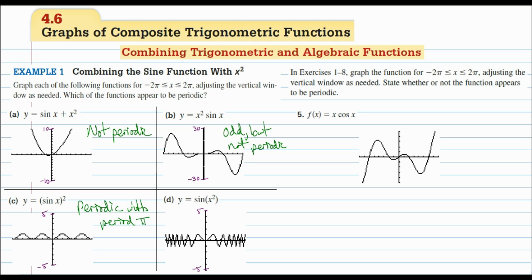D is an even function, and though it does seem like it has some sort of pattern, it is not exactly periodic because it does not repeat itself. There is still a little bit of difference between this loop, and this loop, and this loop, so this is not periodic. It is even, though.